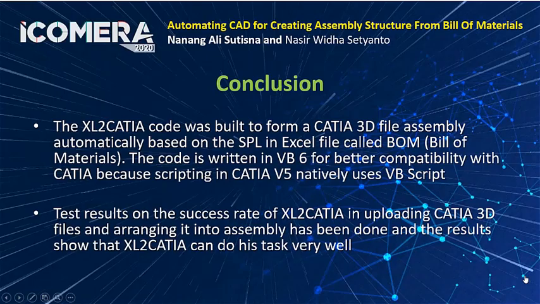In summary, the Excel to CATIA code was built to form a CATIA 3D file assembly automatically based on the SPL in the Excel file. The code is written in VB6. The reason is better compatibility with CATIA, because scripting in CATIA natively uses VBScript. The result on the subset of Excel to CATIA in uploading CATIA 3D files and arranging them into an assembly has been done, and the result shows that Excel to CATIA can do its task very well.